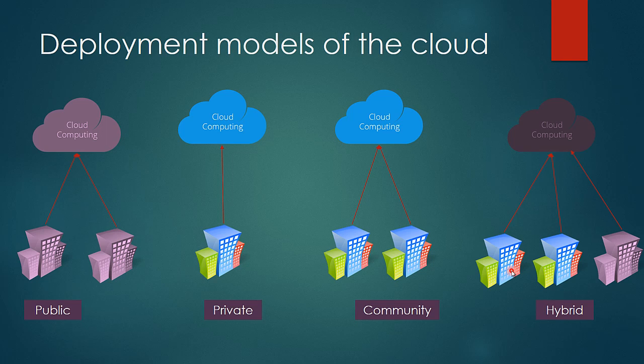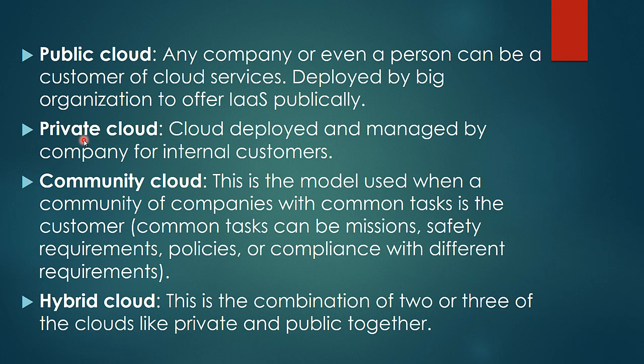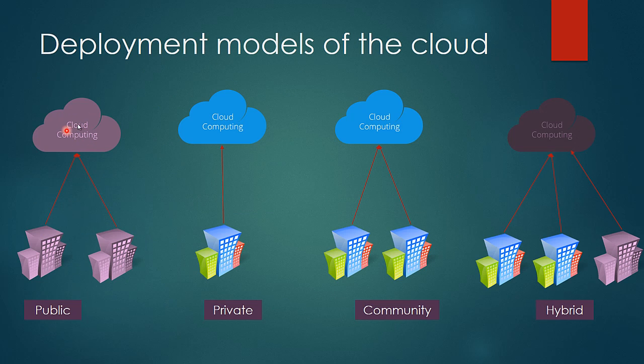Let's go and see the deployment model of the cloud now. Let's see deployment model of the cloud. We have 4 types of deployment models: public, private, community, and hybrid. So in public deployment model, you have giant organization like Amazon, and they have their cloud as public cloud offering. So even one person can go and register the virtual machine, or even organization can go there and ask for the virtual data center.